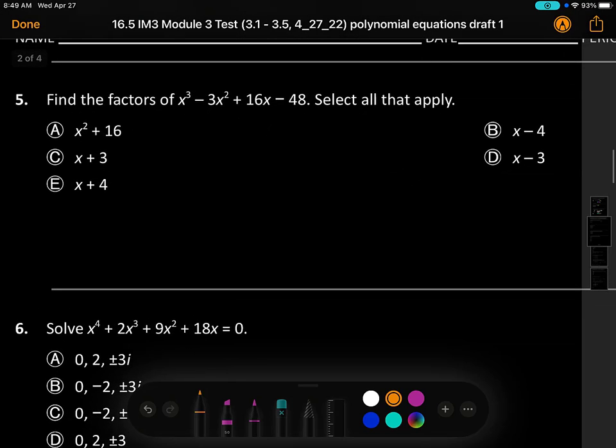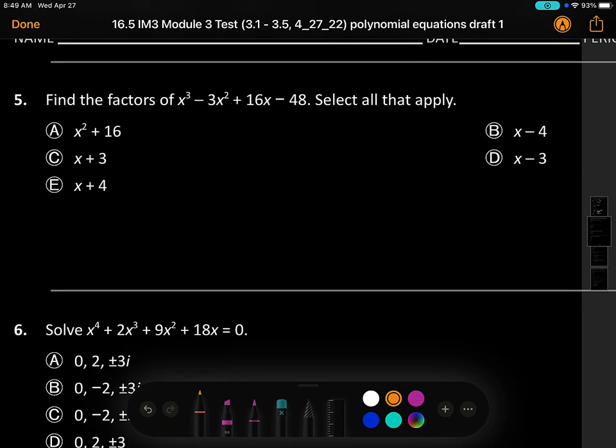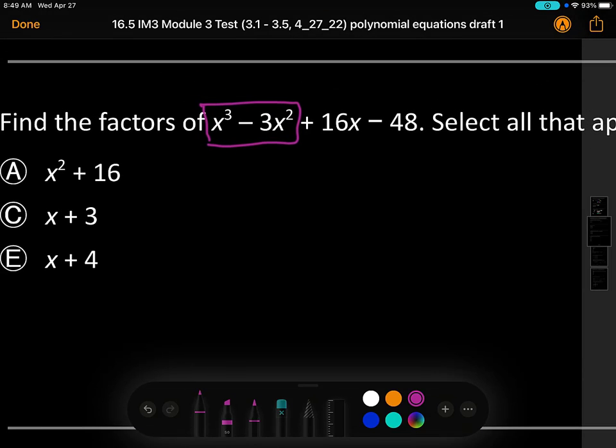Question number 5. Find the factors of x cubed minus 3x squared plus 16x minus 48. Again, I'm going to use factoring by grouping. Hopefully I can factor something out here. And it looks like I can factor out an x squared. I'm just left with x minus 3. You can distribute to check your answer.